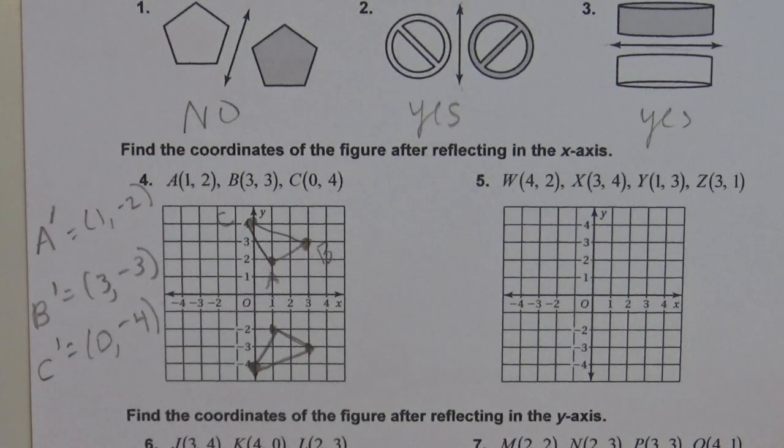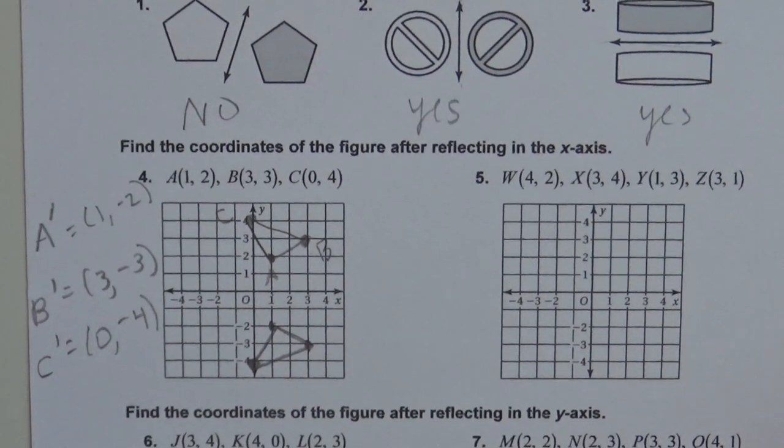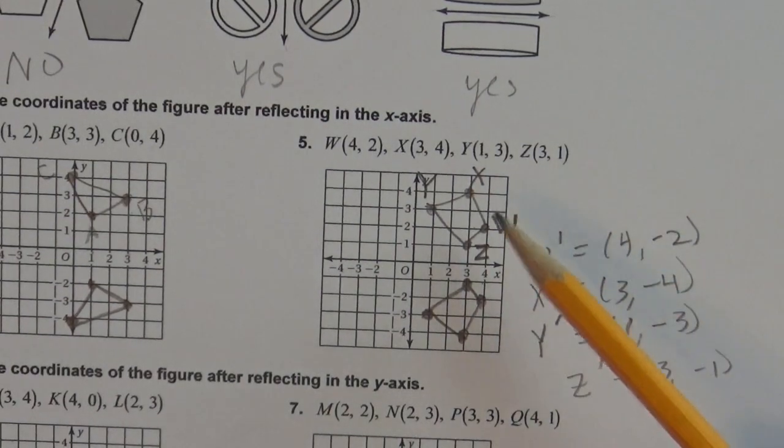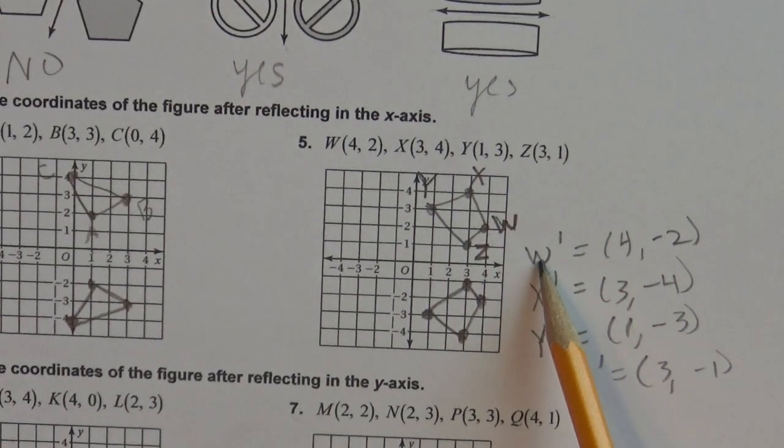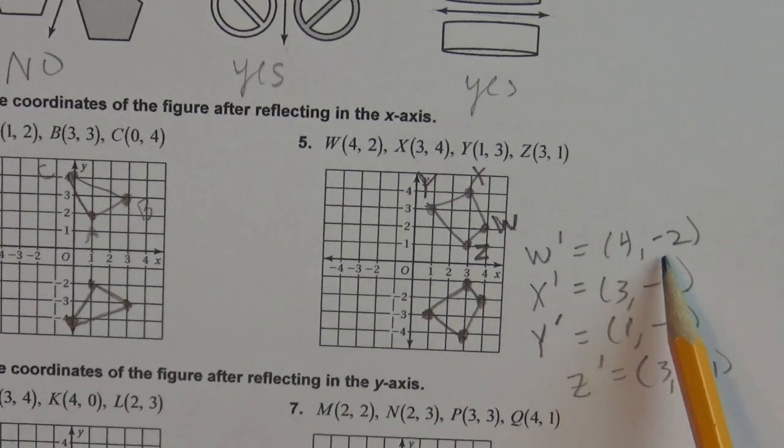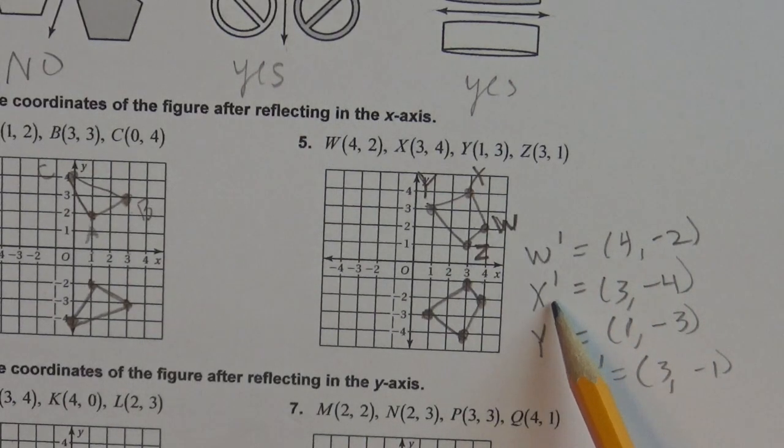Okay, so that's how number 4 works. So I would like for you to pause the video. I'd like for you to do number 5 and then come back and see how you did. So the answer to number 5, the image of point W would have been at ordered pair 4, negative 2. The image of X is at 3, negative 4. The image of Y is at 1, negative 3. The image of Z is at 3, negative 1. So you can see the reflection right here. That's where those coordinates came from.